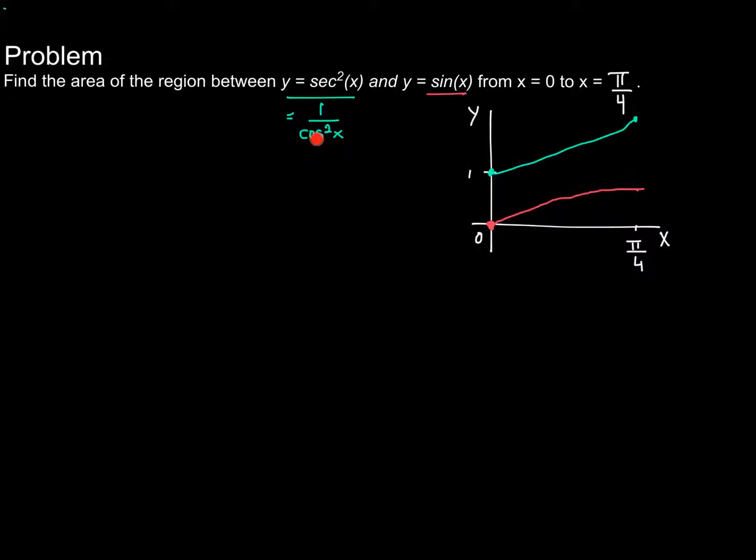1 over cosine squared: cosine of 0 is 1, so 1 squared is 1, so we have 1 over 1. And at pi over 4, cosine is root 2 over 2. So when you square that, you get 2 over 4, which is 1/2. So you have 1 divided by 1/2, and we know that that is 2. So you'll be up here at 2, and so you can draw your function like this. Obviously, looking at your calculator will guarantee for you that secant squared is above sine of x, but you can do that by hand as well.